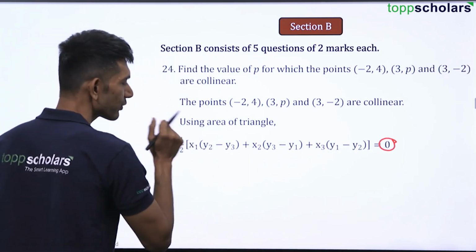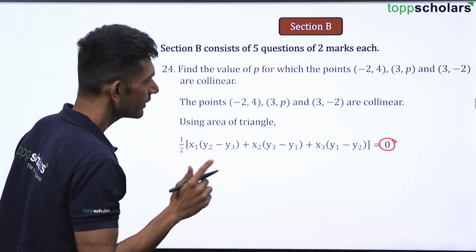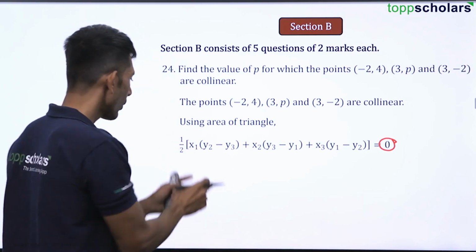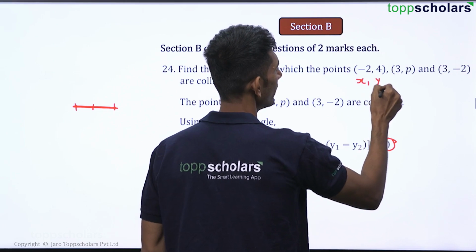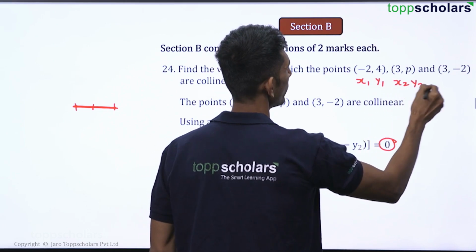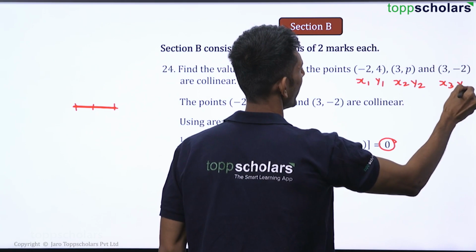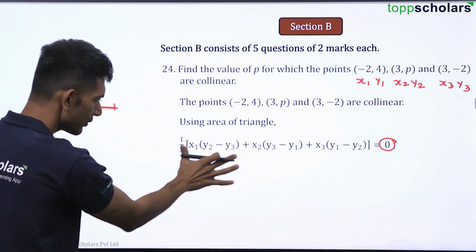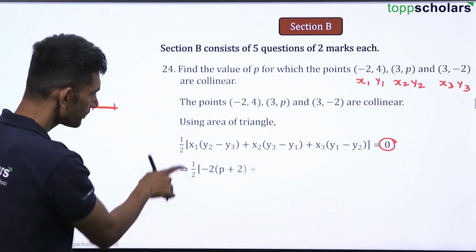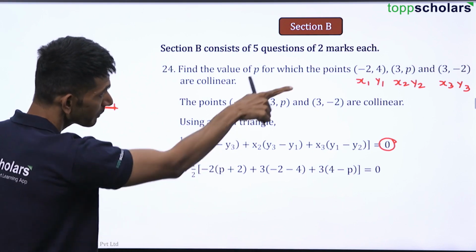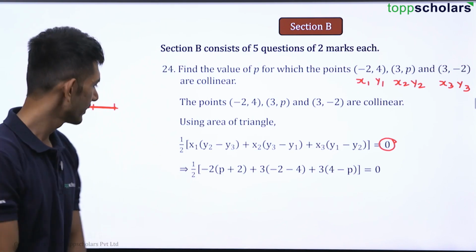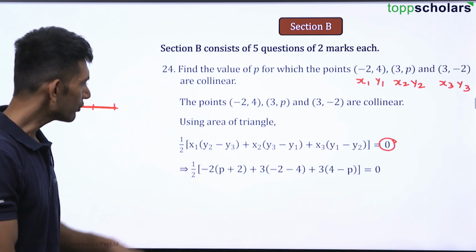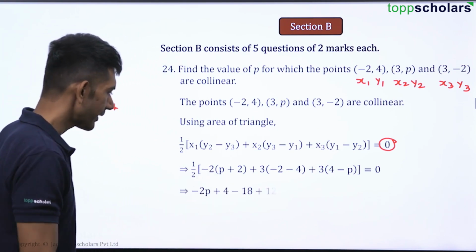Half of x1 into y2 minus y3, plus x2 into y3 minus y1, plus x3 into y1 minus y2. Now what is this x1 y1, x2 y2? This is x1 y1, x2 y2, x3 y3. Pick up from here, put the values. x1 is minus 2, y2 is p, and so on. So the rest of the values you can see and do it. And then you solve this further. Solve the brackets inside.